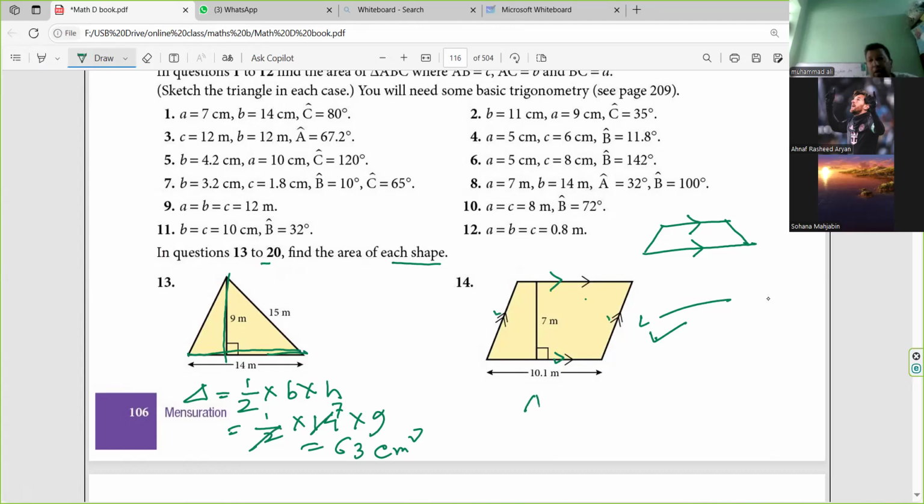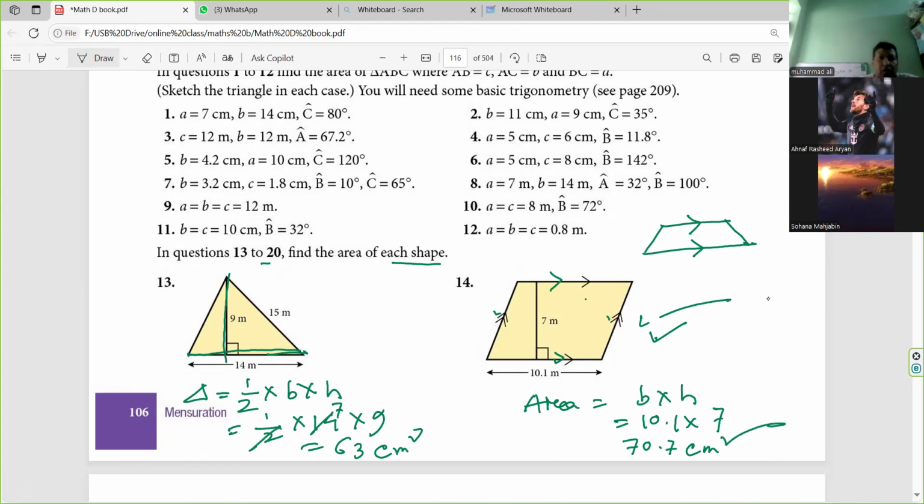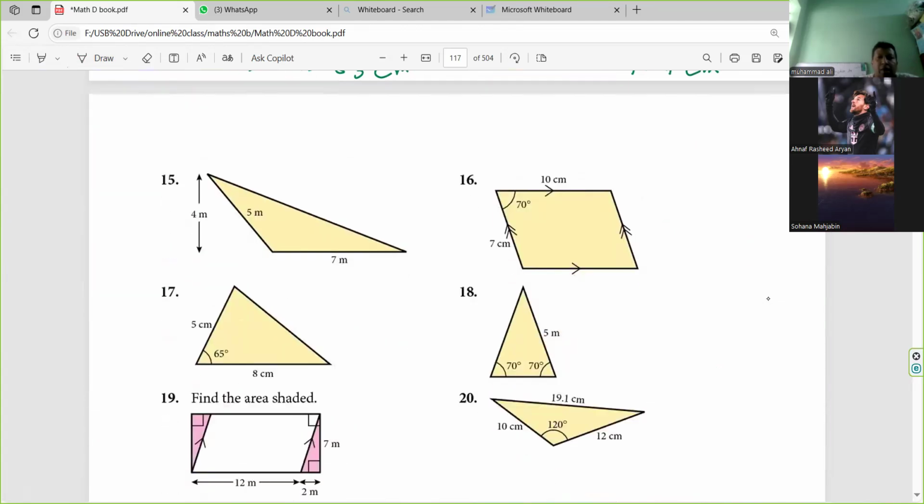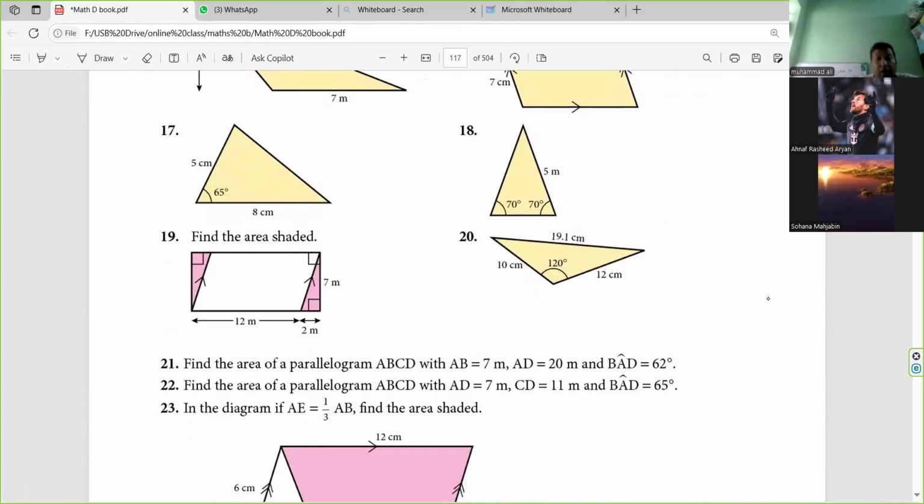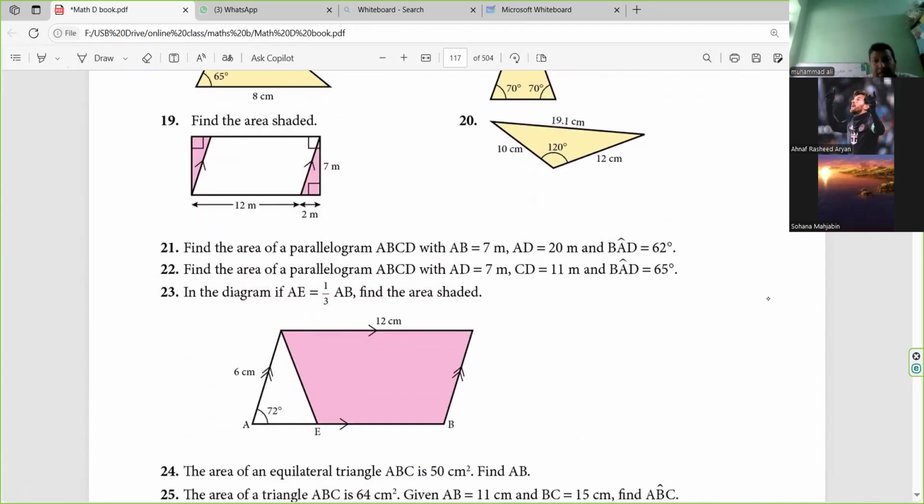So if I want to find out the area, it will be base into height. So we have base 10.1, height, meaning perpendicular height, is 7. It is 70.7 centimeters square. So you have to use the formula with proper understanding.